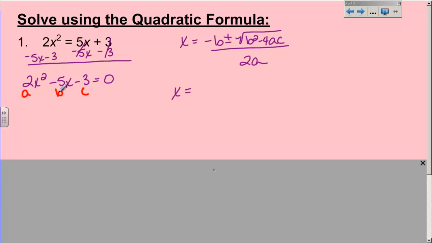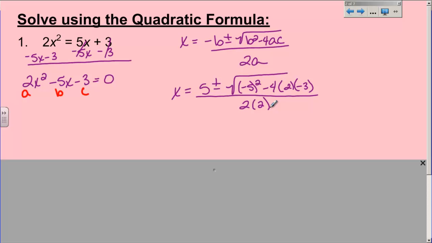opposite of b. Well, right now, b is negative 5. So the opposite of b is 5, plus or minus. Then I have to do b squared. So I have negative 5 squared, because now it's just b. It's not the opposite of b. So the negative stays. Minus 4 times a, which is 2, times c, which is negative 3. All of that is divided by 2 times a, which in this case is 2.